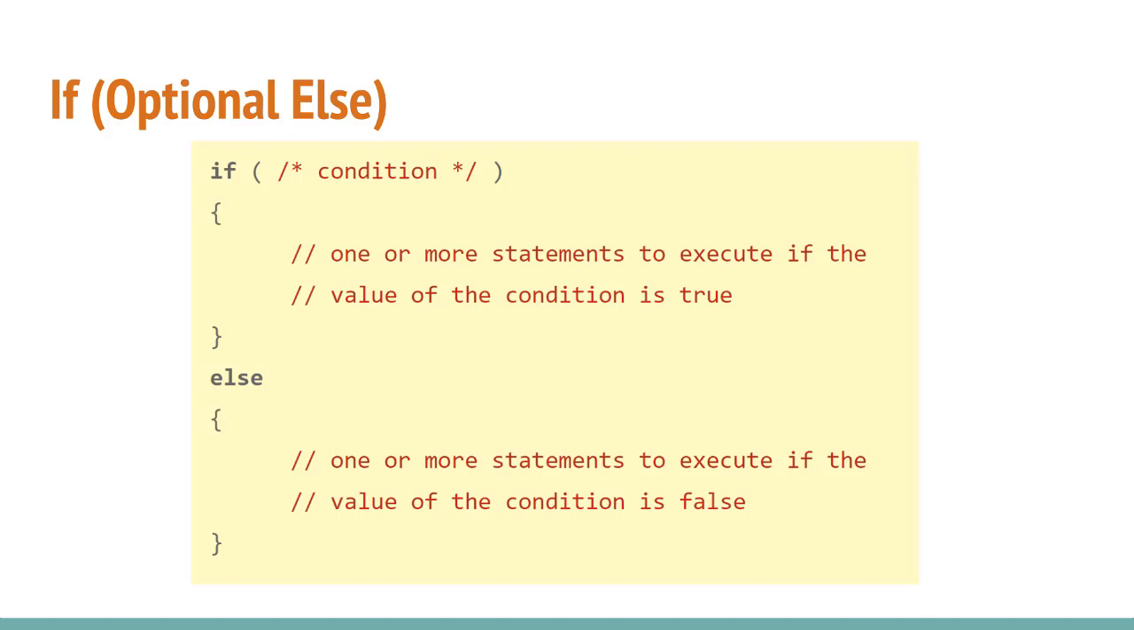Now, depending on the value of that condition, whether it's true or false, something different will happen. If the condition is true, the first set of statements will occur. One or more statements to execute if the value of the condition is true. If the condition is false, that's where the else comes into play. If the condition is false, the statements within the else block will be executed instead. This is a proverbial fork in the road. Based on the value of the condition, you will only follow one of the pathways from that fork.